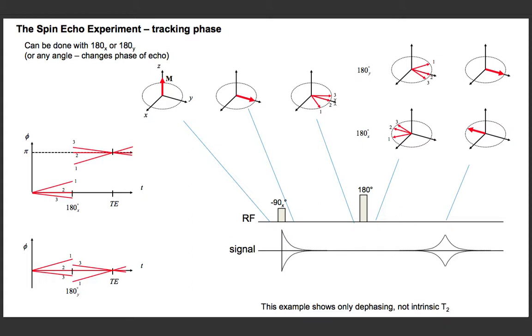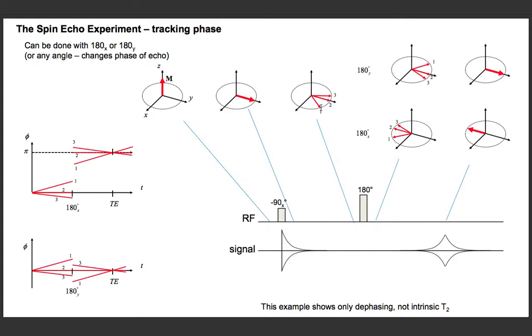So let's follow this top path here. If I apply a 180 along this axis, 1 is going to flip over to that side, like you see here, and 3 is going to flip over down there. But at the same time, 1 is going to continue going faster. So if I wait another tau, TE over 2, 1 is going to catch up to 2, and 3 is going to slow down to 2, and you're going to get refocusing right here.